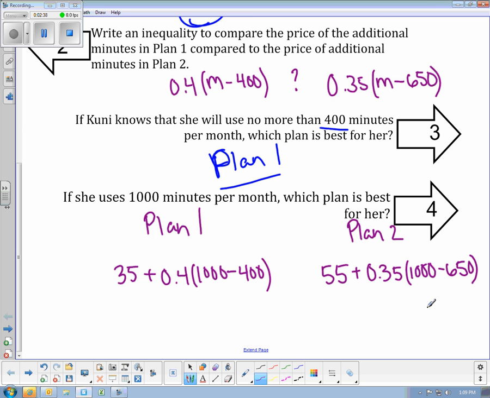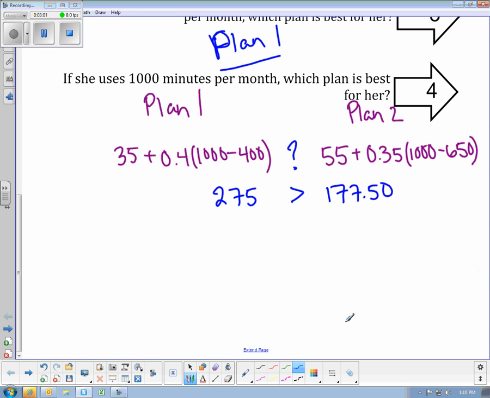So I'm going to plug in that 1,000, and again I want to know which one is greater. So I need to solve all of these. When I go through and solve these, I can plug them into my calculator to decide. I end up spending $275, yikes, on plan 1 and $177.50 on plan 2. So what I've learned is that plan 2 is going to be a little bit cheaper, so that would be a better option for her if she's going to talk that much on the phone.